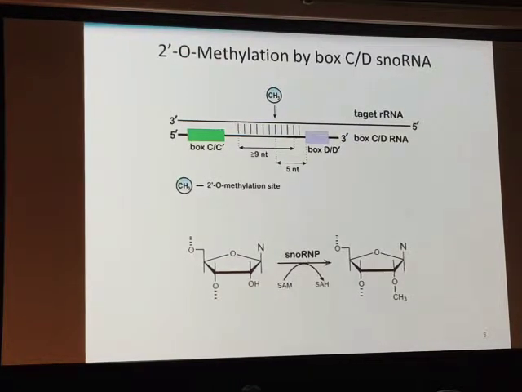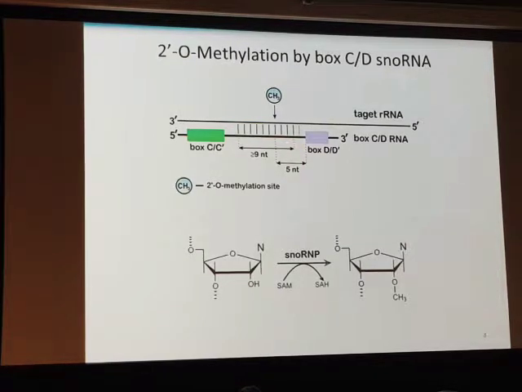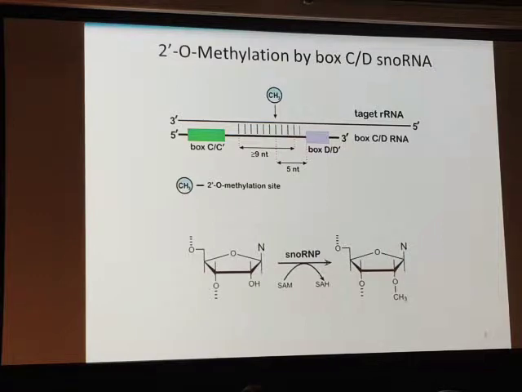Guide sequence is usually 9 to 21 nucleotides long, and the nucleotide to be modified in the target rRNA is complementary to the 5th position to the box D sequence. S-adenosyl methionine serves as the donor of the methyl group, and as a result, the nucleotide is methylated at the 2nd position of the ribose moiety.